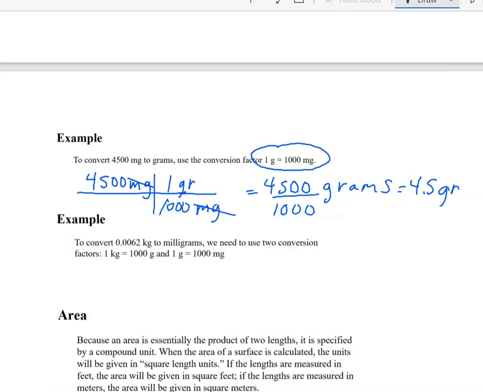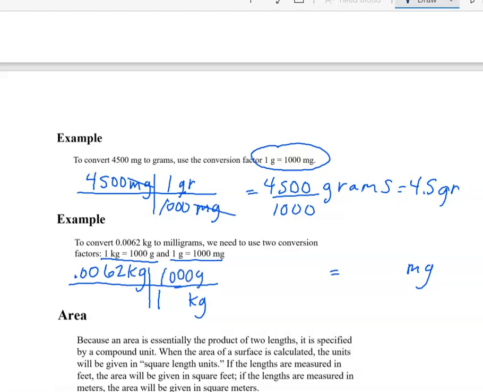To convert 0.0062 kilograms to milligrams, we want our final answer to be milligrams, so we need to use 2 conversion factors. We need to do kilograms to grams and then grams to milligrams. So we need our kilograms to cancel out. So 1 kilogram for every 1,000 grams. That'll get our kilograms to cancel out.